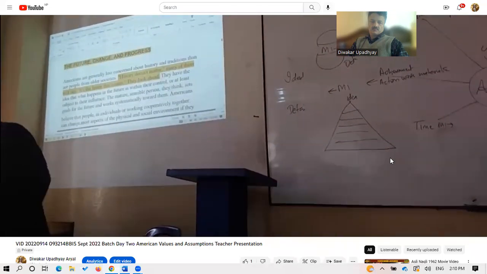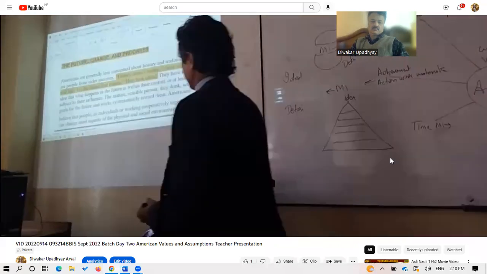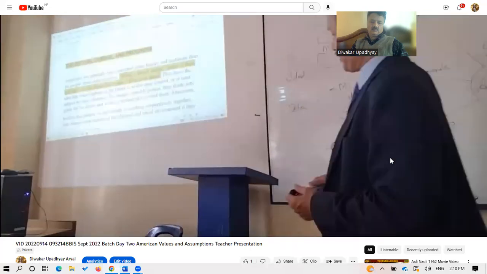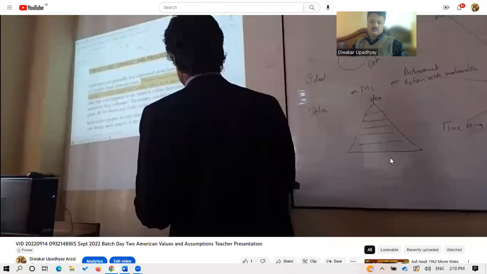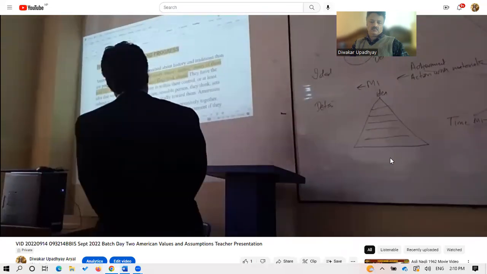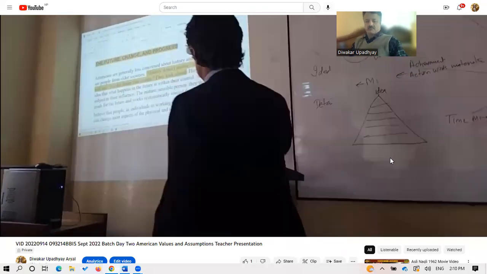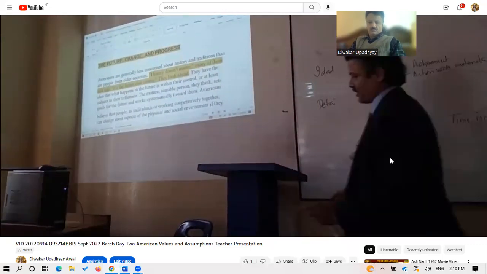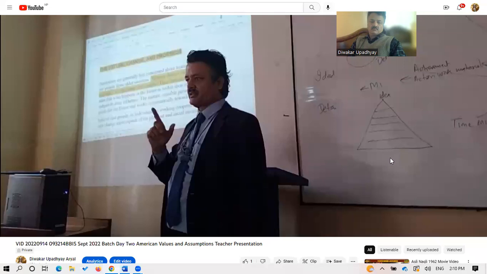The future, change and progress. Americans are generally less concerned about history and traditions than are people from older societies. History does not matter. Many of them will say it's the future that counts. They look ahead. You can decide whether this is this. Don't worry about the structure, but make sure you get the idea, right?